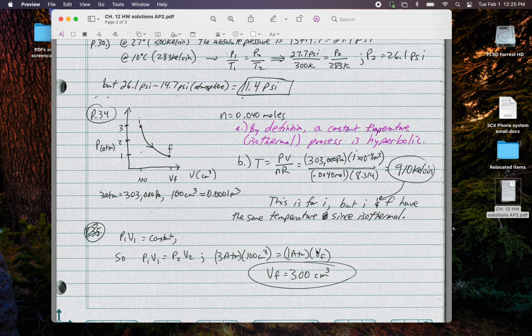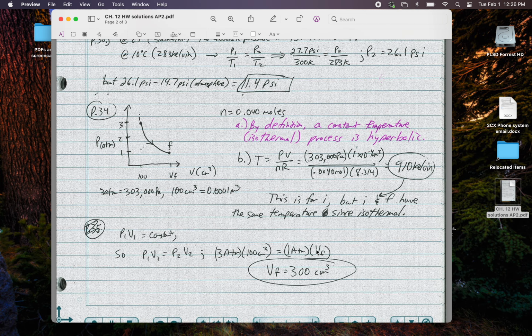For part B, it's asking you for the temperature. In this case, the initial and the final temperatures. So, I don't know if I did this. Oh, yeah, I did. If it's isothermal, they're the same. So find the temperature at any one spot, and it's going to stay the same. So the next one for that is the final volume. Is that right? Yeah, so the final volume was 300 cubic centimeters. So if your pressure goes down by a factor of 3, your volume is going to go up by a factor of 3 if temperature is the same.